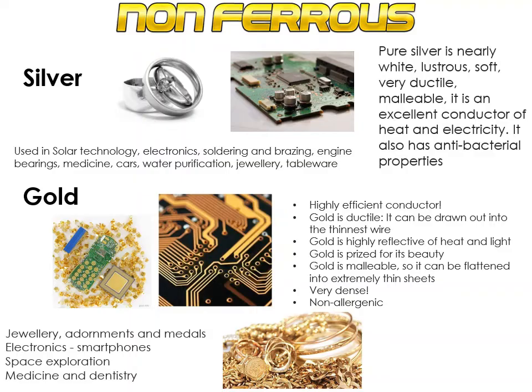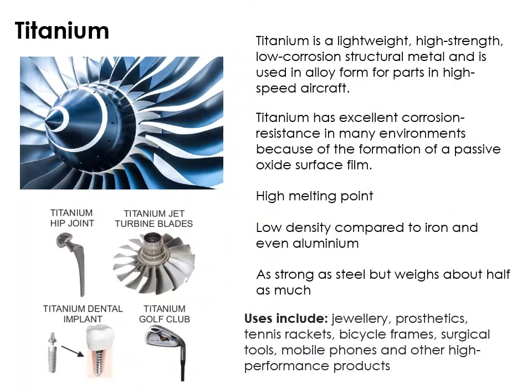So gold, you'll find a lot of gold actually in electronics like smartphones and things like that, used in the circuit boards and the components, because it's such a highly efficient conductor. So that's a couple more non-ferrous. There is one more non-ferrous, I believe, which is titanium.